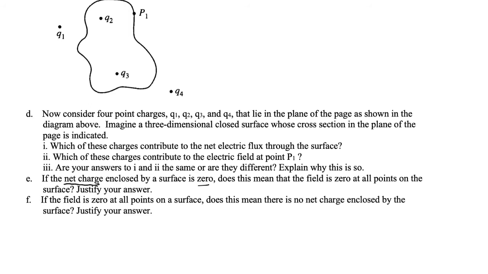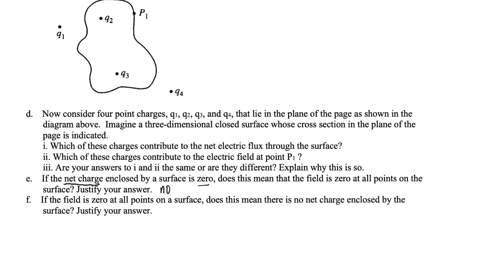Because flux isn't a measure of the field. Flux is a measure of how much of the field passes through the area. And it counts field going into the area different than field coming out of the area. Field going into the area is negative, field coming out of the area is positive. So you can have net charge equals 0, sure, but that doesn't mean the electric field is 0 at all. It just means you have the same amount of field going in and out. Now, so that one's no.